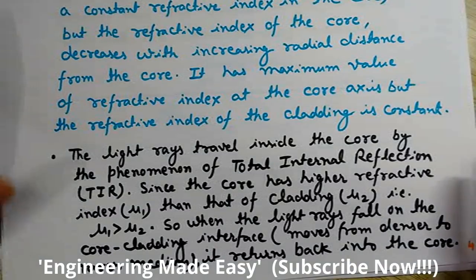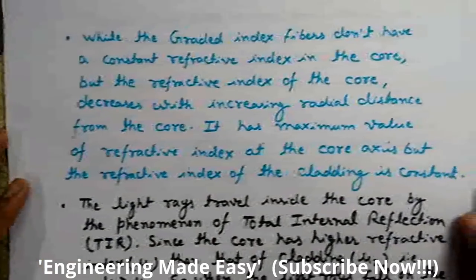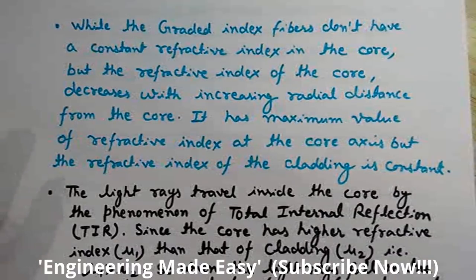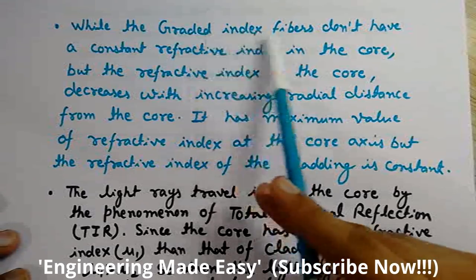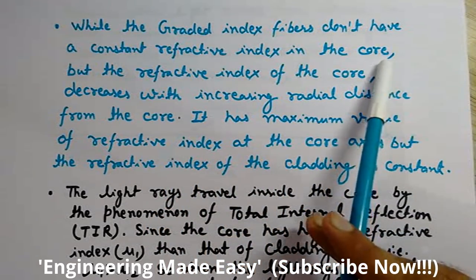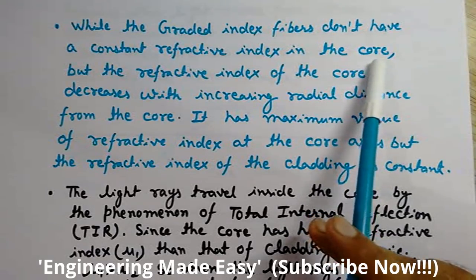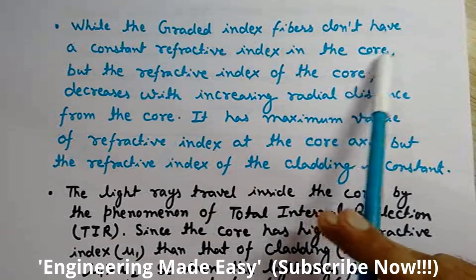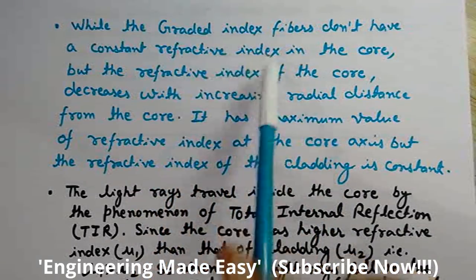So this was the case of step index fibers. Now we will discuss what graded index fibers are. Graded index fibers don't have a constant refractive index in the core. As we have seen, in step index fiber we have mu1 as the refractive index inside the whole core, but it is not so. It varies inside the core in the case of graded index fibers.